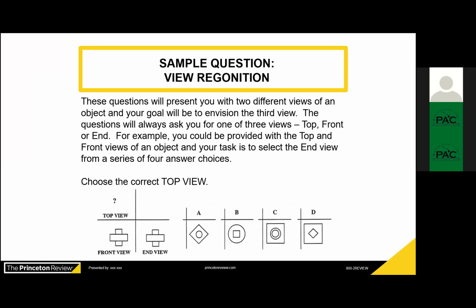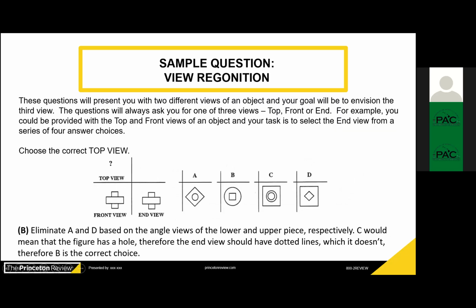Then there's view recognition. They'll present you with 2 different views of an object, and your goal will be to envision the third view. So for example, here, they present you with 2 different views, and then they ask you what the top view is. In this case, B is the correct answer.